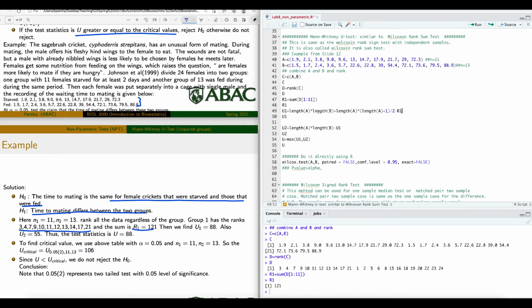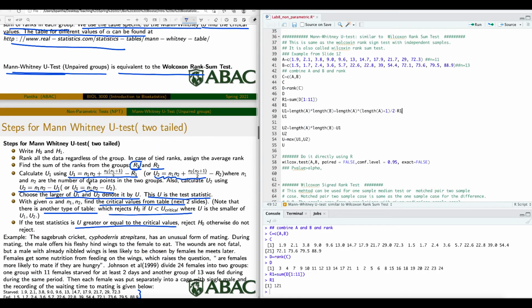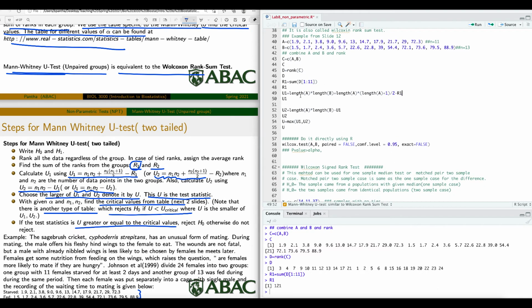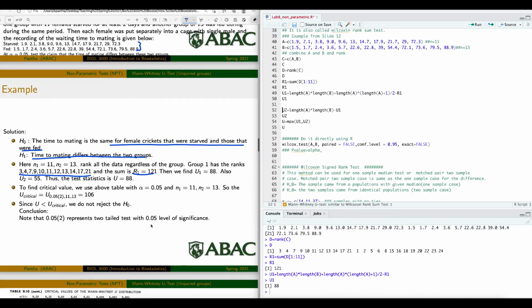So what is the formula for U1? The formula for U1 is N1 times N2, where N1 is the sample size of A and N2 is the sample size of B, plus N1 times (N1 plus 1) divided by 2, minus R1. Look at this: length of A times length of B plus length of A times (length of A plus 1) divided by 2 minus R1. That's what I am doing, and I denote it by U1. U1 is 88. Did you see U1 is 88 there?